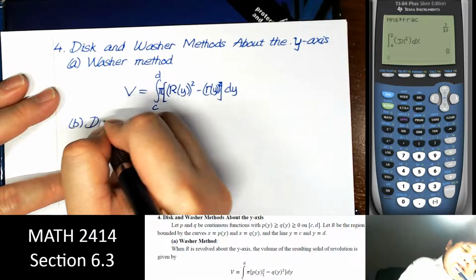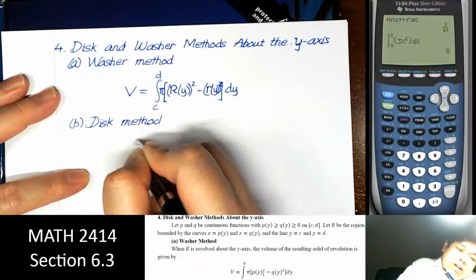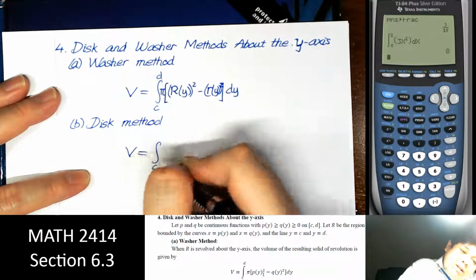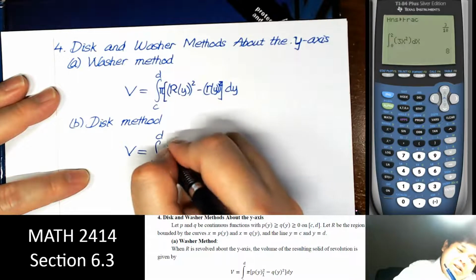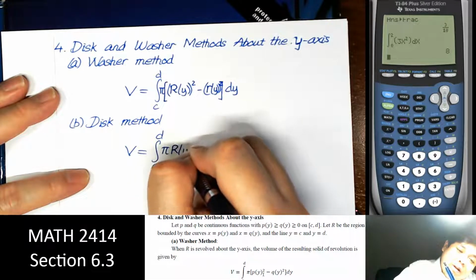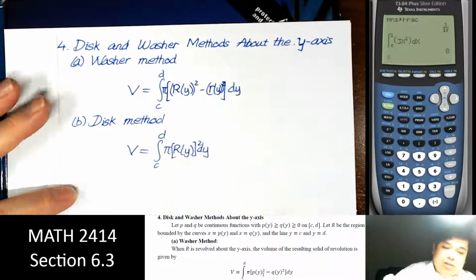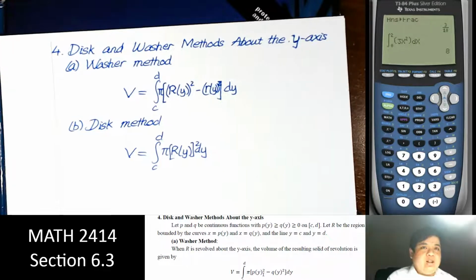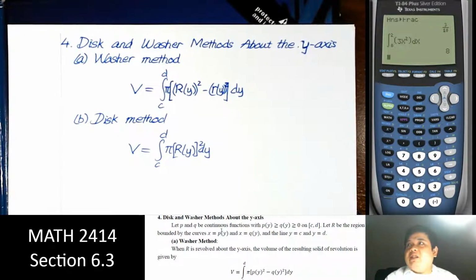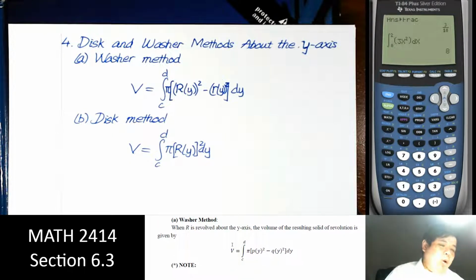And this method is the washer method, except there is no hollow region, so we have no inner r. But the function is in terms of y. So that's why I've tried to avoid writing f of x or g of x, or in this case p of y and g of y like we have in the formula. They're too much to memorize. So bottom line, I'm just going to write this.